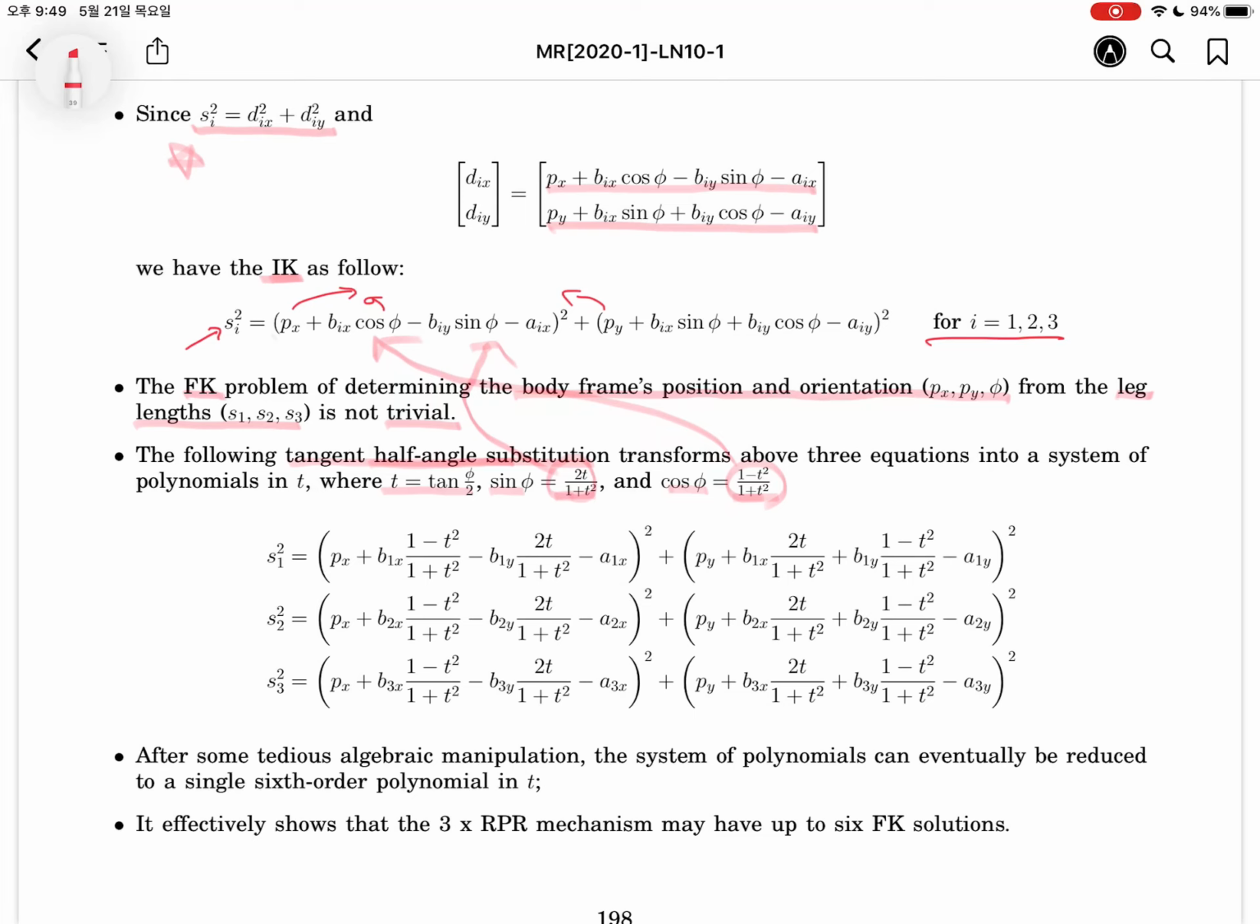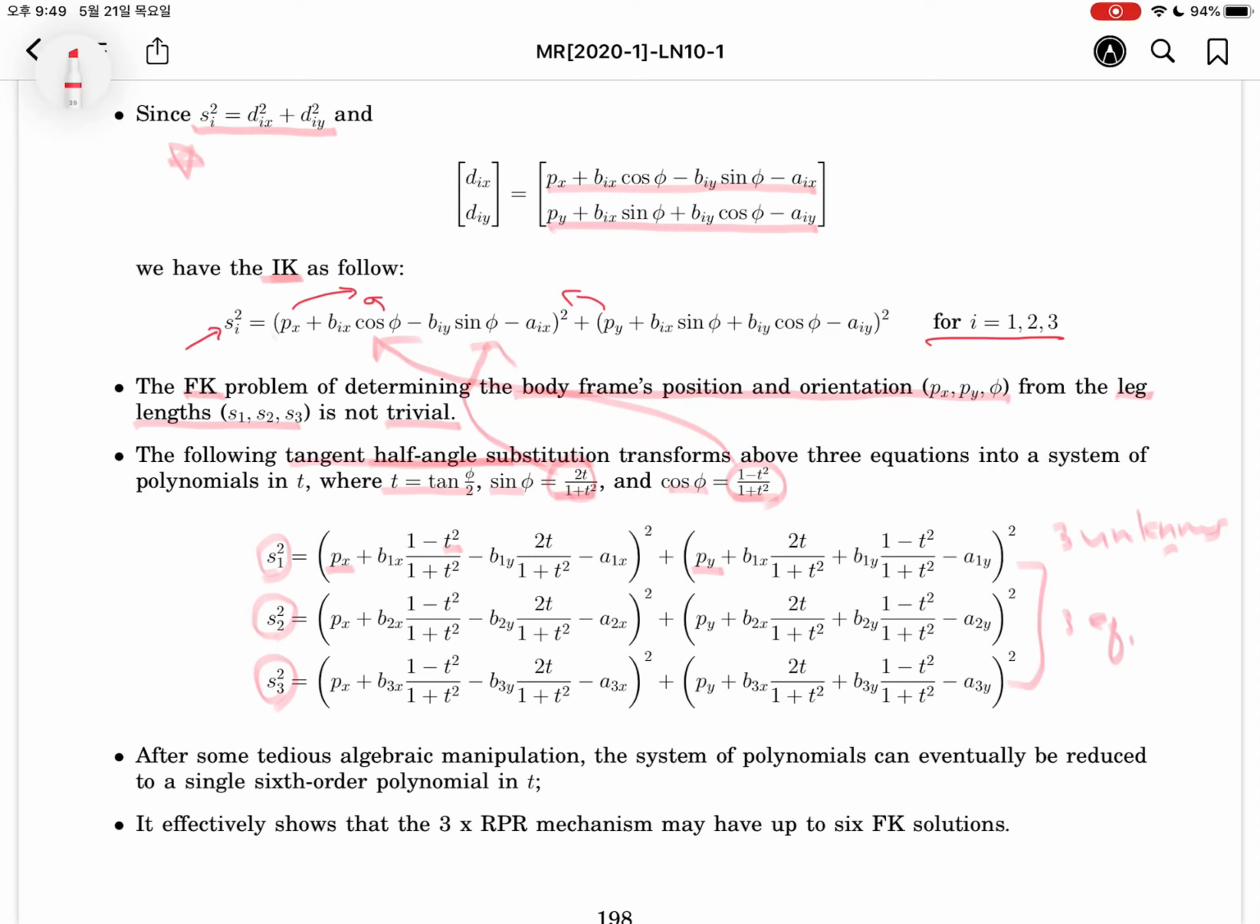Okay, then we can write down the polynomial equations in terms of t, p_x, and p_y for given s. If you write down the three equations, these are given values, and we should determine p_x, p_y, and t. We have three unknowns and three equations, so we can solve this kind of nonlinear equation. Then we can get p_x, p_y, and t.